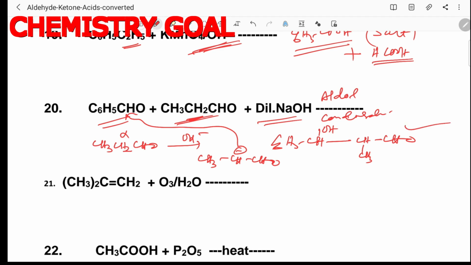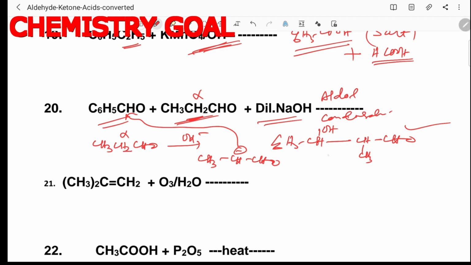Okay, it mainly depends upon formation of nucleophile by the attack of base on the proton of alpha carbon. Here it is alpha carbon. Alpha carbon loses, gives hydrogen, then produces the negative charge. It acts as a nucleophile. It attacks the carbon atom of the aldehyde group of benzaldehyde and forms the condensation product. That's why it is called aldol condensation.